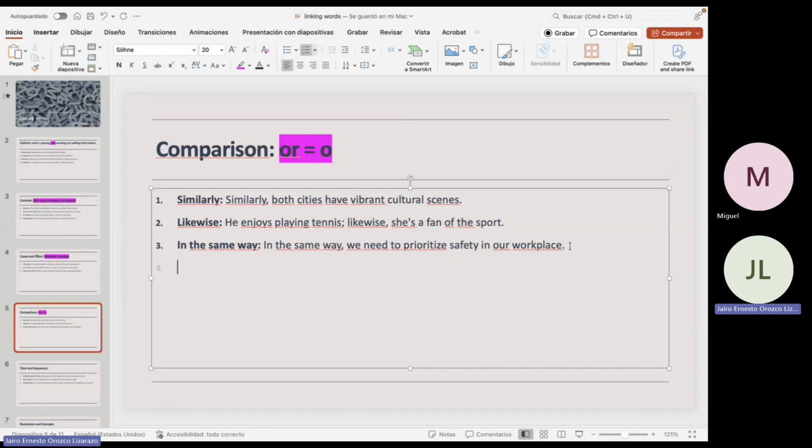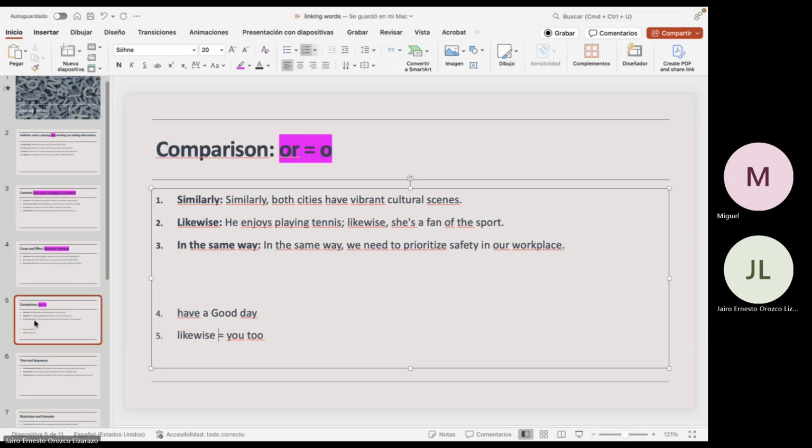Likewise can also be used, for example, when someone says to you, have a good day, you can say likewise, right? Likewise is the same as you too, right? Likewise, you too.